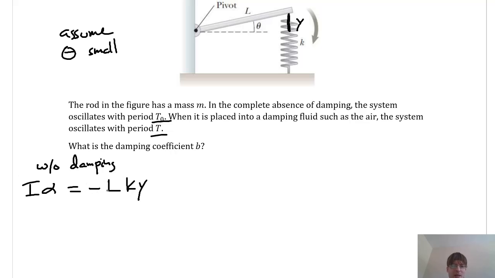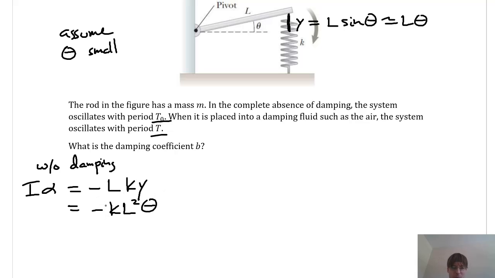Okay, so the torque is minus L times the force of the spring, and now I use the small angle to express y. Y is going to be L sine theta, which is just nearly L theta. Again, basically the same as what we saw in the wheel example before. And that gives me the torque of the spring in this approximation comes out to be minus KL squared theta.